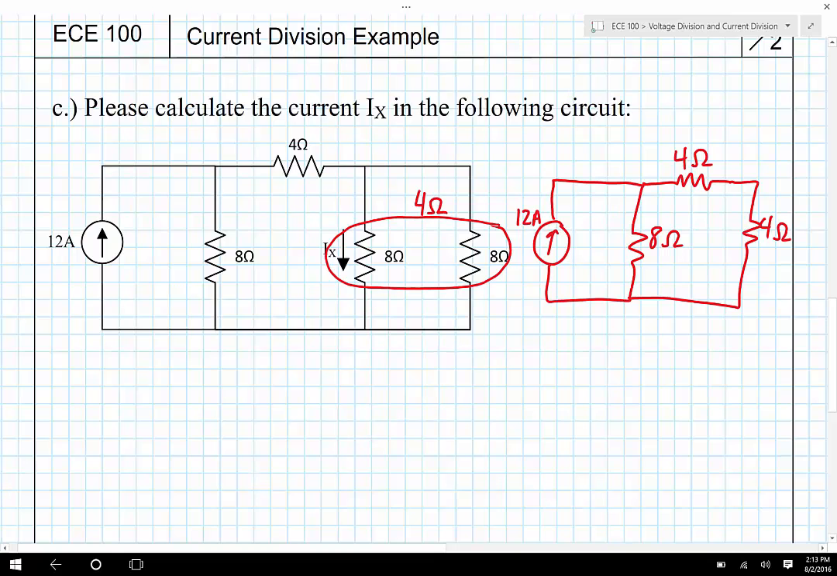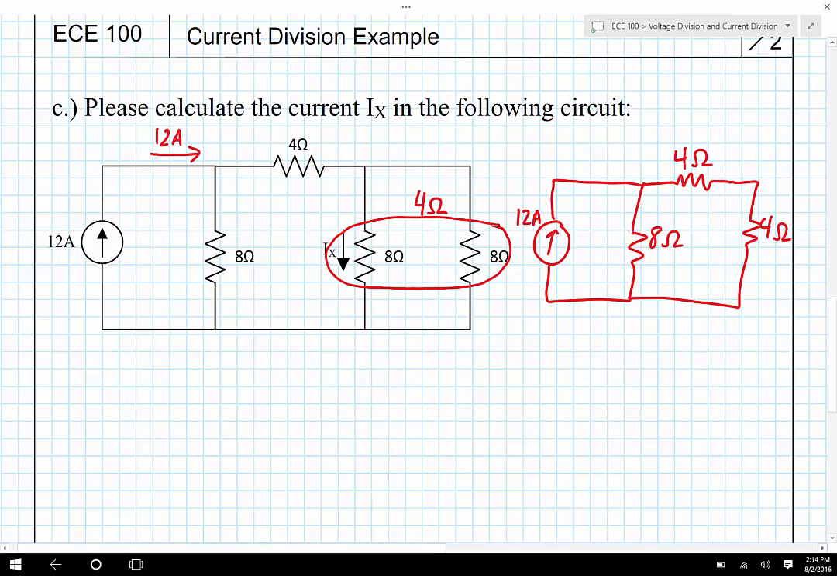Now, just as in the fourth example on voltage division, I can't label I sub x on this new figure. I sub x is part of this resistor right here. It's part of the current flowing through that resistor, but it's not the whole thing. So I can't label I sub x anywhere on the revised circuit. But I can label some other things. I know, for example, that this is 12 amps.